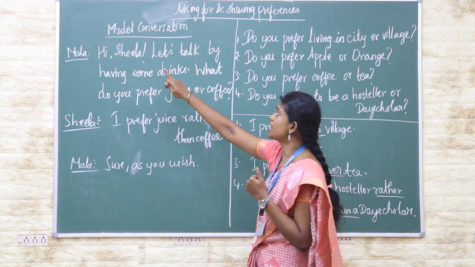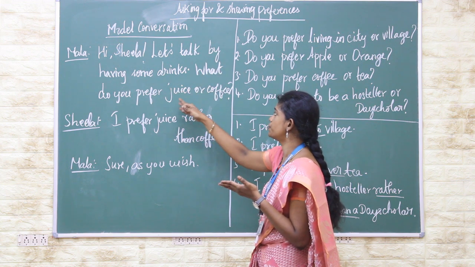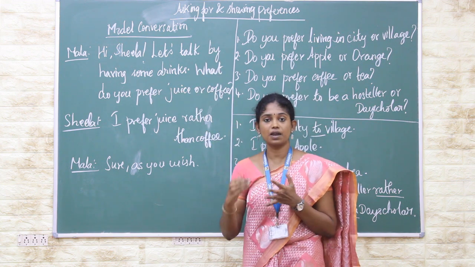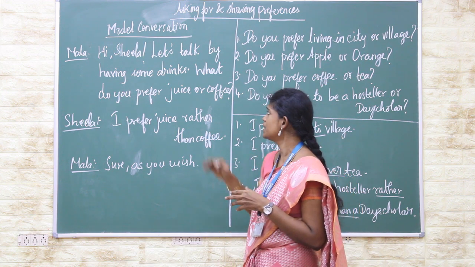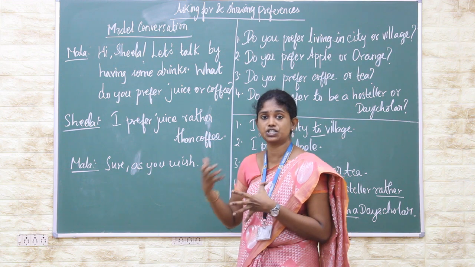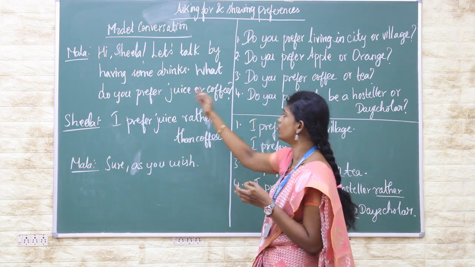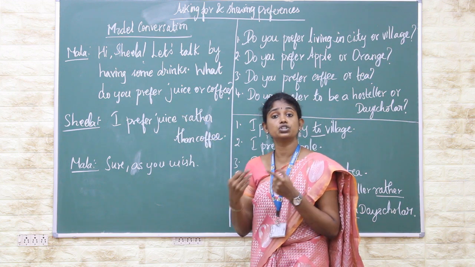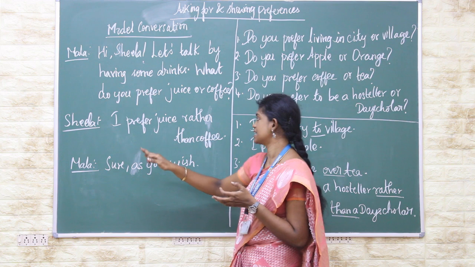Mala: Hi Sheila, let's start by having some drinks. What do you prefer, juice or coffee? So Mala is asking Sheila, hi Sheila, how are you? It's a long time, we are meeting after a long time. So let's continue our discussion. Let's talk by having some drinks. What do you like to have? What do you prefer? Do you want juice or coffee? What do you want to have? By then Sheila gives an answer.